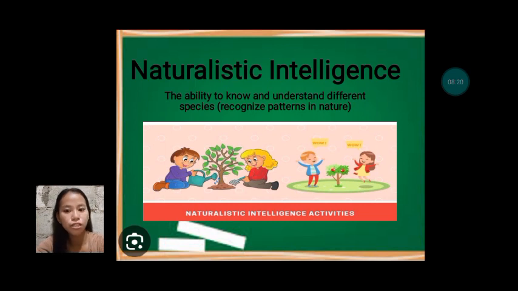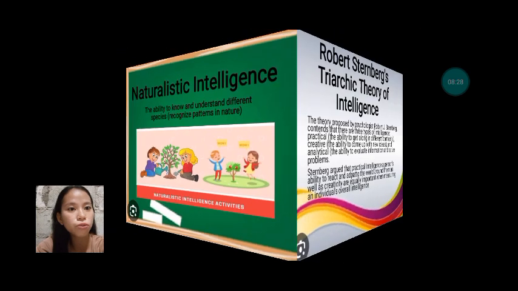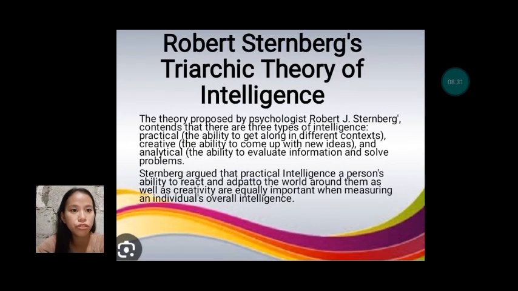So, we're done with Howard Gardner's multiple intelligence theory. Let's move on to Robert Sternberg's triarchic theory of intelligence. The theory proposed by psychologist Robert J. Sternberg contends that there are three types of intelligence: practical, the ability to get along in different contexts; creative, the ability to come up with new ideas; and analytical, the ability to evaluate information and solve problems.